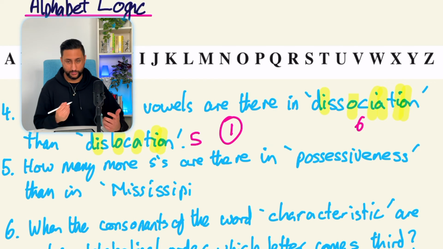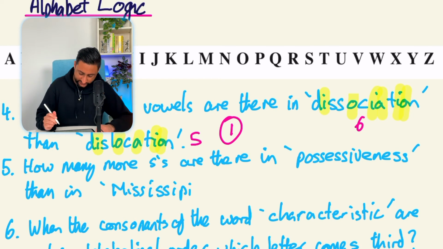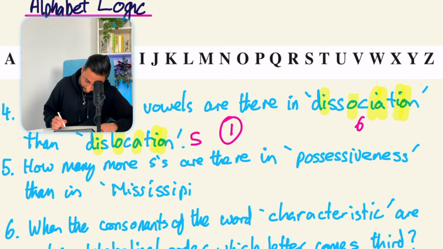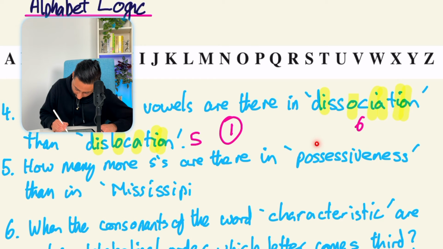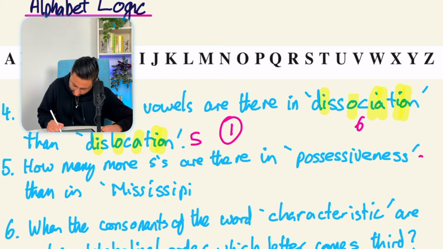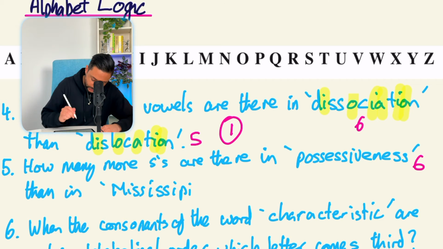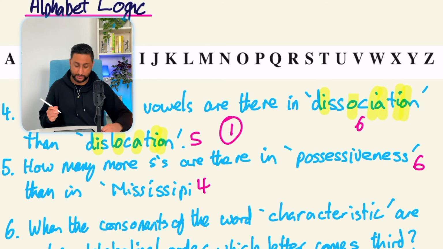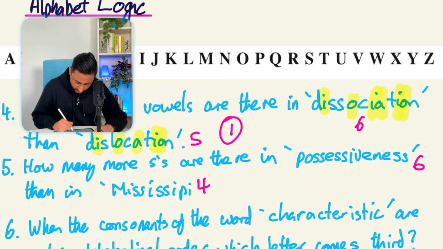Question 5. How many more S's are there in possessiveness than Mississippi? These questions can be a nightmare sometimes. How many more S's are there? Right, we have 1, 2, 3, 4, 5, 6. 6 S's in possessiveness. Mississippi has 1, 2, 3, 4. So how many more S's are there? 2.